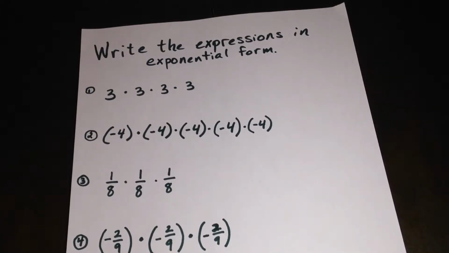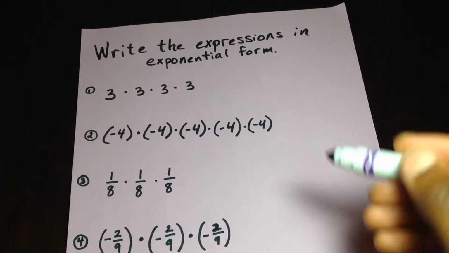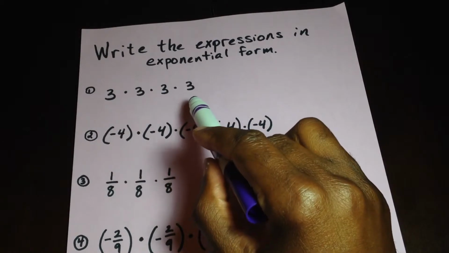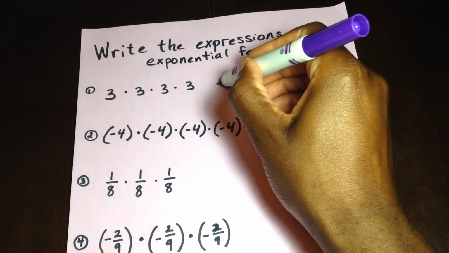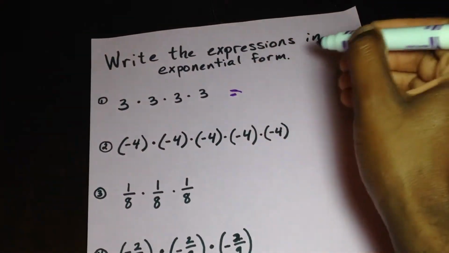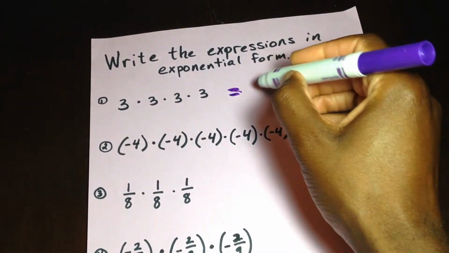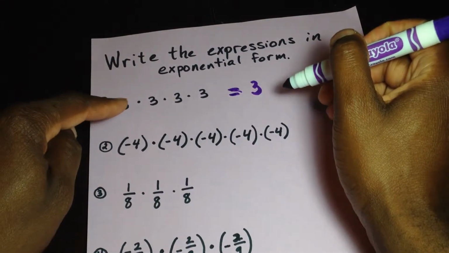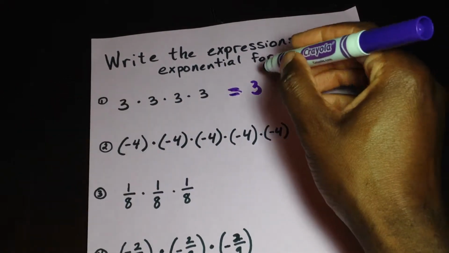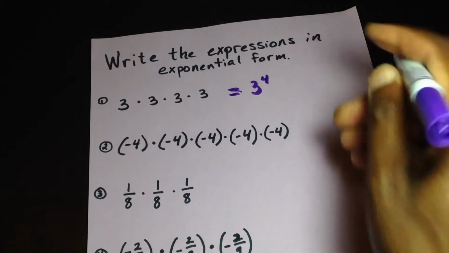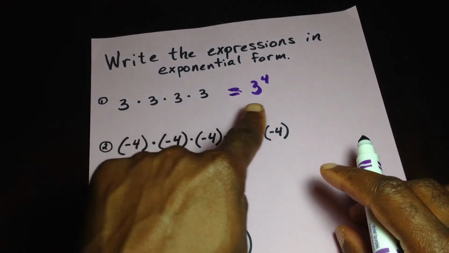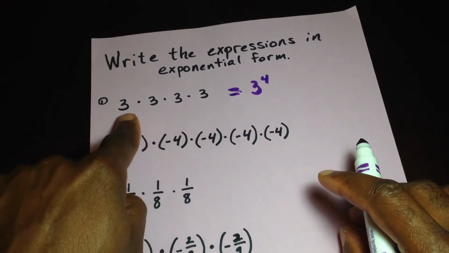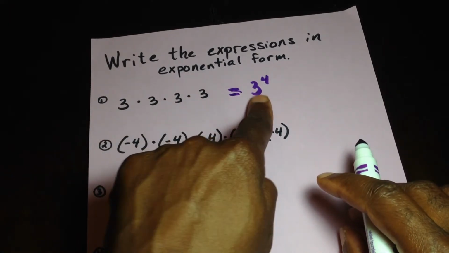Now, if you've done them, here's what you should have for the first one. I see that the base is 3. So 3 is the base for all of them. So it's going to be equal to 3. And how many times is that 3 being multiplied? I'm going to say 1, 2, 3, 4 times. So it's going to be 3 to the 4th power. So the exponential form for the first one is 3 to the 4th power. Remember, this is an expanded form. Now we're writing it in exponential form.